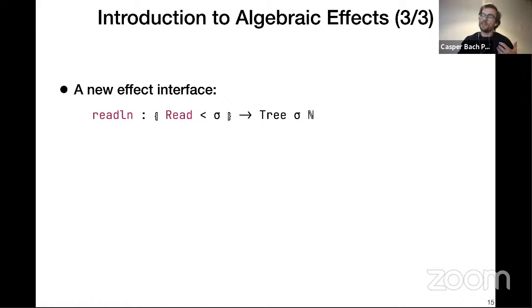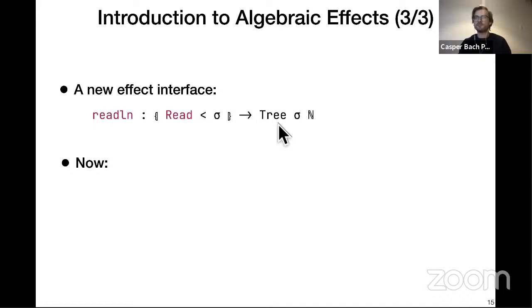So that was a very simple application of an effect handler. We can also have programs that have more kinds of effects in it. So for example, if we define a new effect interface for a read line effect, or a read line operation, which represents an application to read in a natural number from a user, then we can write a program involving this.